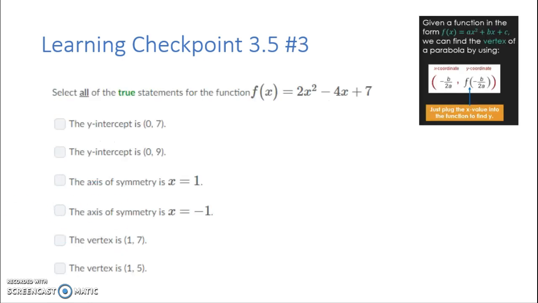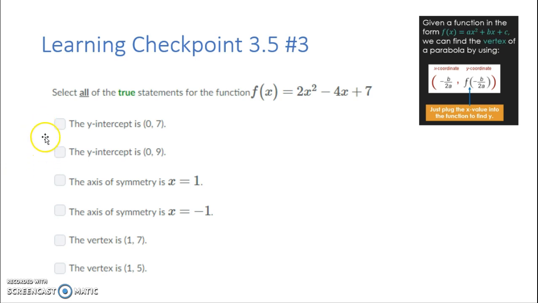Number 3 says select all of the true statements for our function, and this function happens to be given to you in standard form. That's ax squared minus 4x or minus bx plus c, and the a, b, c are your numbers that you see. So this one says to select all of the true statements. We're going to go through and take a look real quick at the type of answer choices that you have.